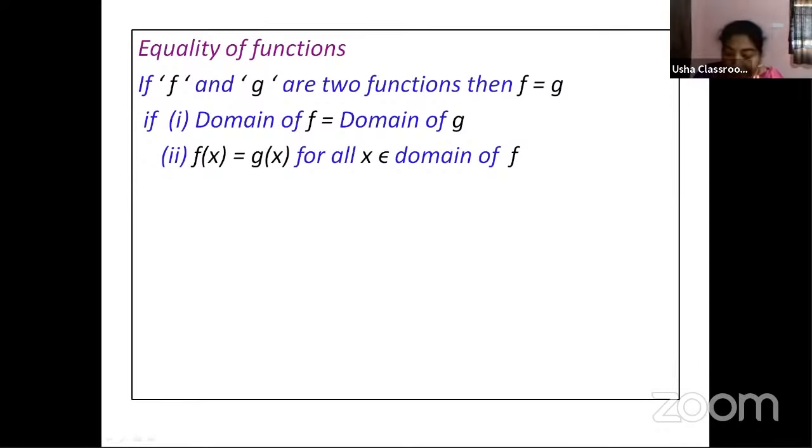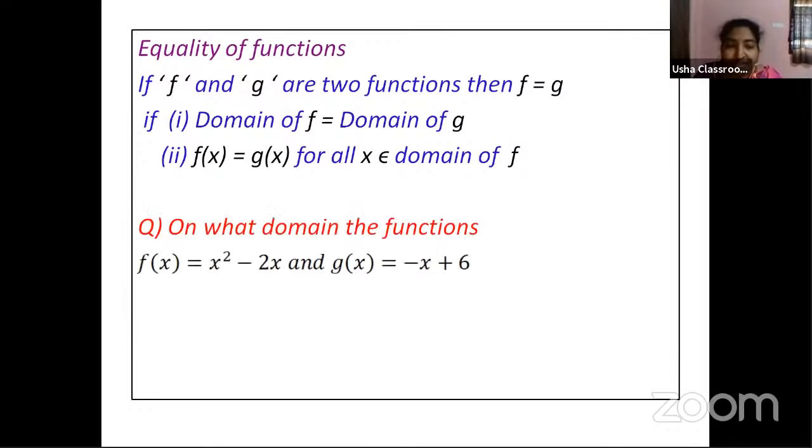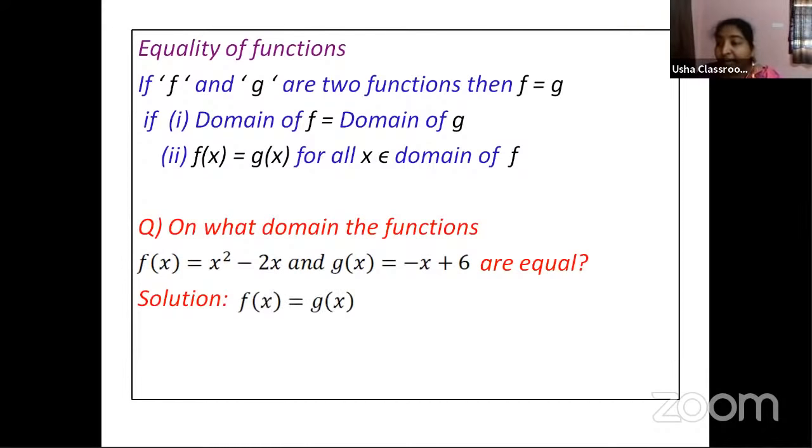Now, based on this, we will try to see one example. On what domain are the functions f of x equal to x² − 2x and g of x equal to −x + 6 equal? Now, if they are equal, on what domain will the functions be equal? That is the condition. So we will start by saying f of x is equal to g of x, and we will try to find out the domain on which they are equal. So we will equate both the functions, that is x² − 2x = −x + 6.